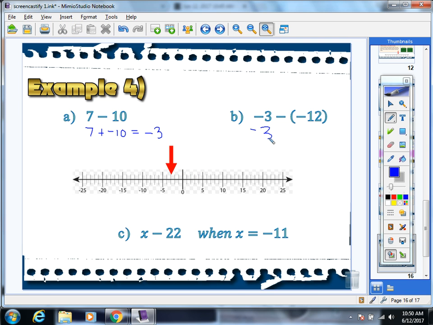For B, -3, you would change this to adding the opposite. So -3 plus 12 is really just 12 minus 3, which is 9. And lastly, I'm substituting -11 for x, and now I have a -11 plus a -22. And that sum would be -33. Add the two negatives, keep it negative.